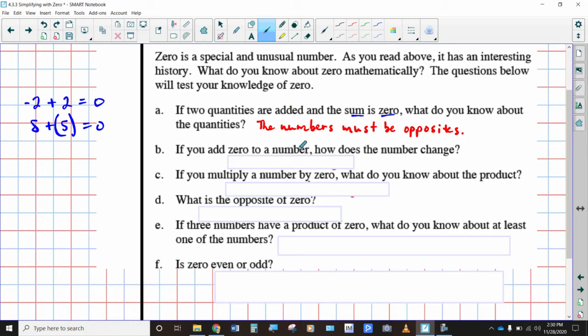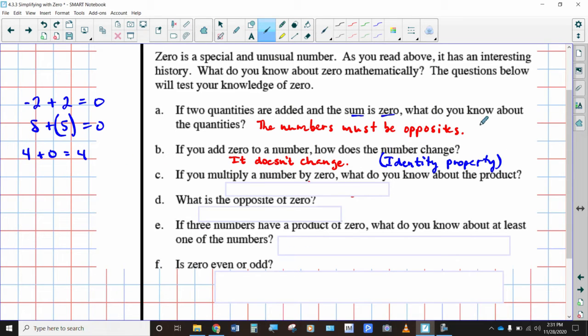If you add 0 to a number, how does this change the number? Well, let's see. If we took 4 plus 0, how would that change the 4? The answer is it wouldn't. It doesn't change anything when you add 0 to a number. And this, by the way, is what we refer to as the identity property of addition. The identity property of addition says anytime you add 0 to a number, it does not change its value.